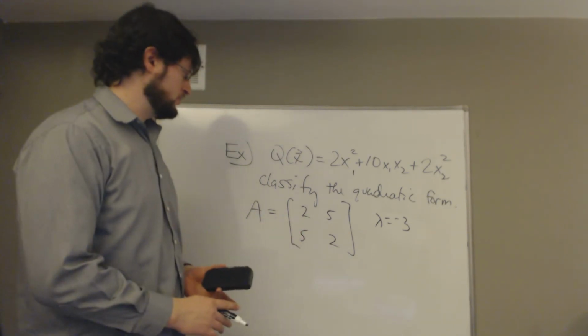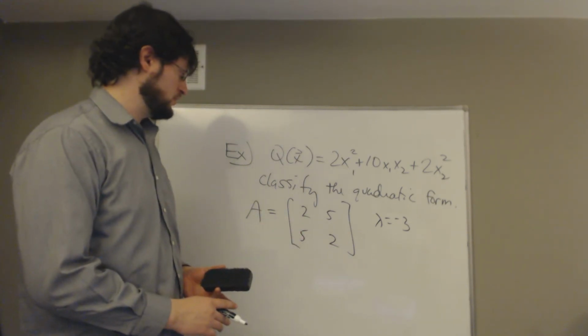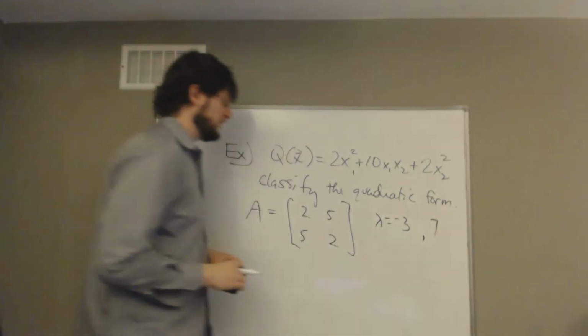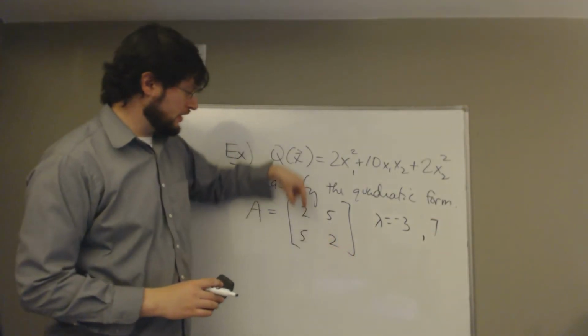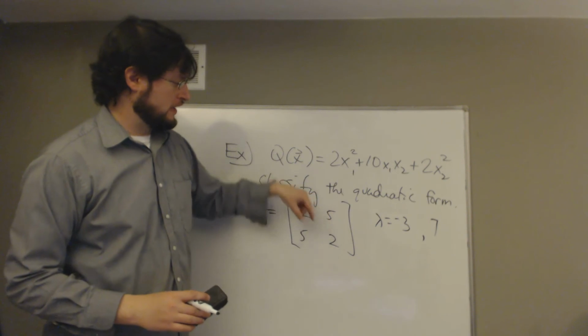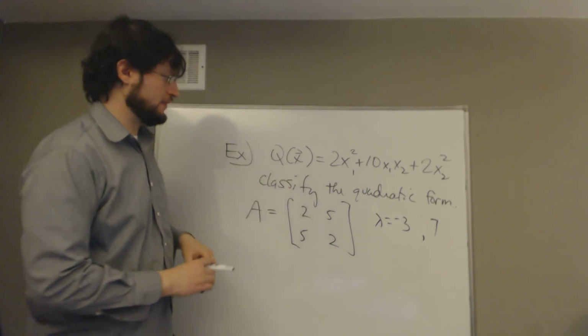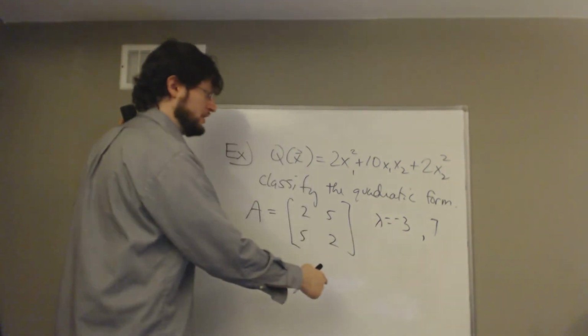The other one is 7, because if I subtract 7 on the diagonals, I get -5, 5, 5, -5. So we can see what happens with each of these.